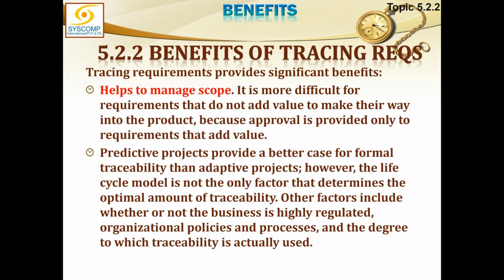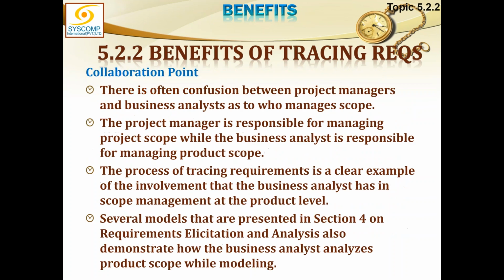Predictive projects provide a better case for formal traceability than adaptive projects. However, the lifecycle model is not the only factor that determines the optimal amount of traceability. Other factors include whether or not the business is highly regulated, organizational policies and processes, and the degree to which traceability is actually used. So all of these factors will add up to the matter.